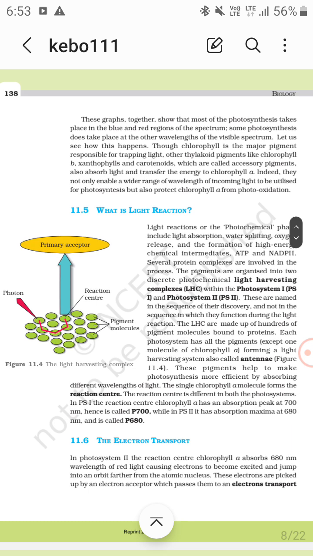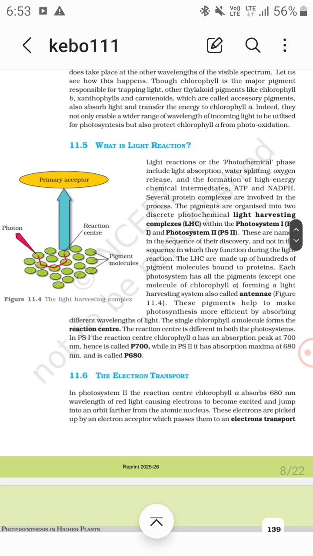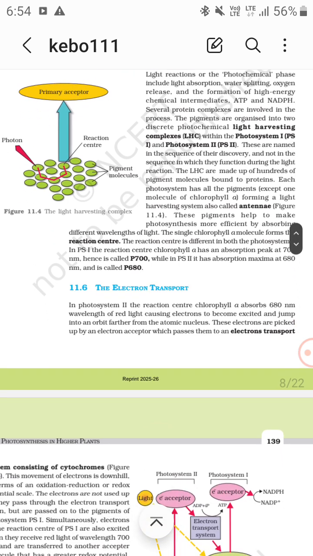Then what is light reaction? There is P700, P680, P700. Chlorophyll A has absorption peak at 700 nanometer wavelength. So this makes the complex, that is PS1 complex. Okay, now P680, it has a reaction center of wavelength 680 nanometer. It is PS2.